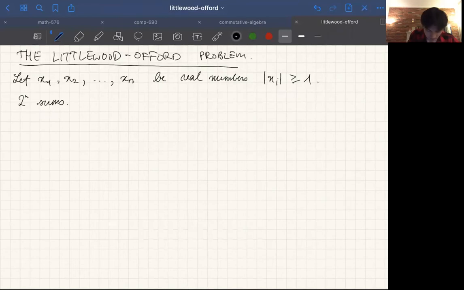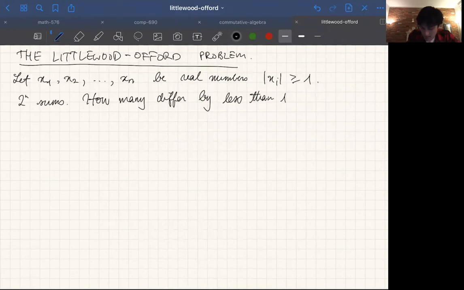right? One of them could be x1 plus x3 plus x4. That's one of the sums. But you could also have the empty sum, which is 0. There are 2 to the n different ways, so that's a big number of sums. And what we want to know is how many of them differ by less than 1.